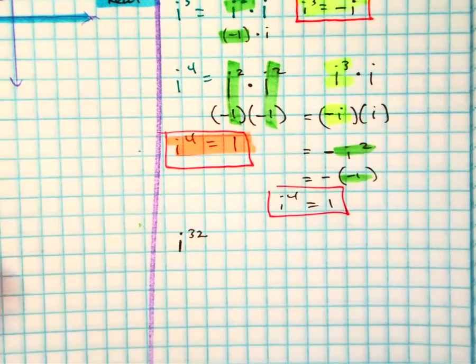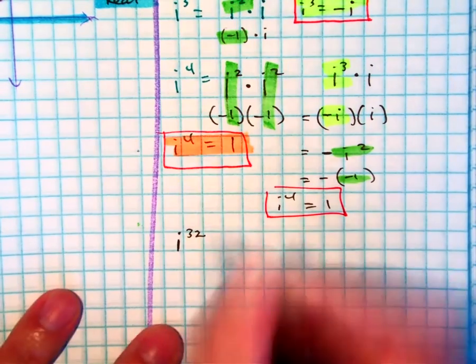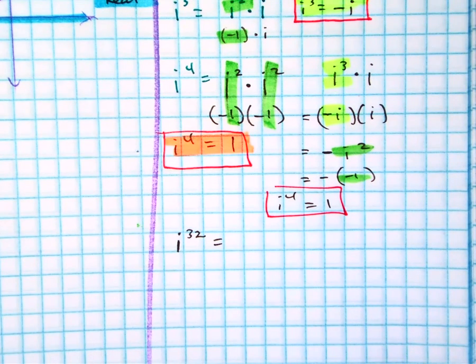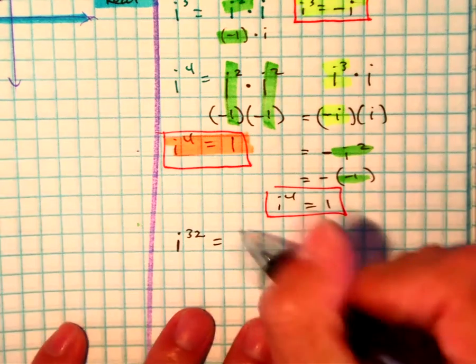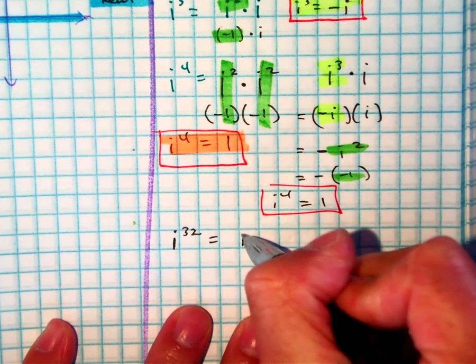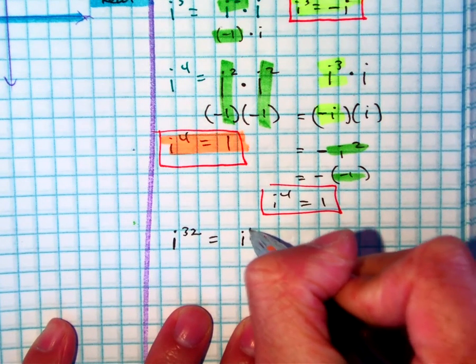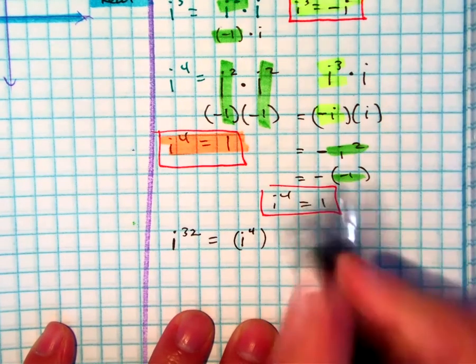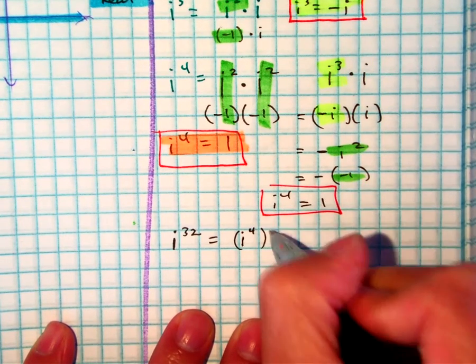there's a couple of ways you can solve this problem. Let's simplify it by exponents. How about i to the fourth? And now I'm going to apply the power rule. 4 times something equals 32. 8.